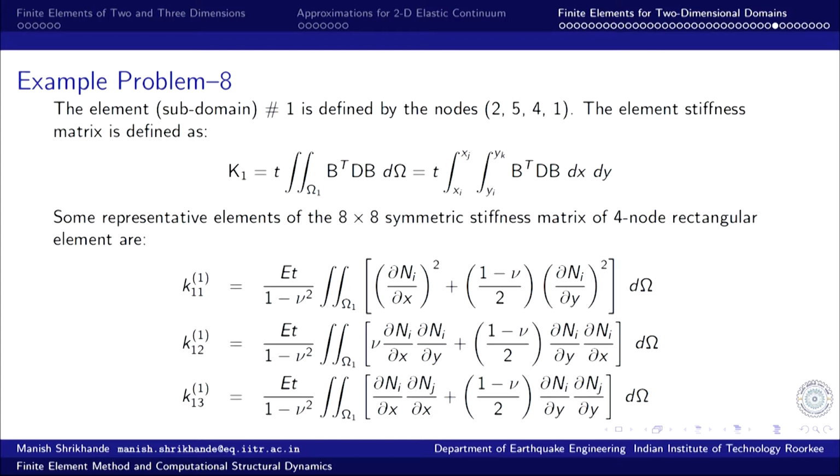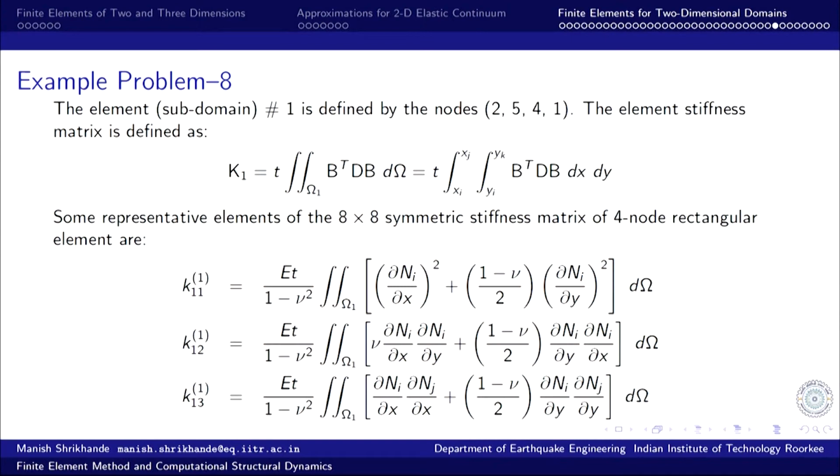The superscript 1 refers to element number 1, and the subscripts refer to the dimension. So, there is a total of 8 by 8 matrix, 64 elements. K 11 refers to the element in the first row and first column of the element stiffness matrix, and similarly all these elements can be evaluated element by element, because all these interpolation function derivatives are known once the coordinates of these nodes are known.